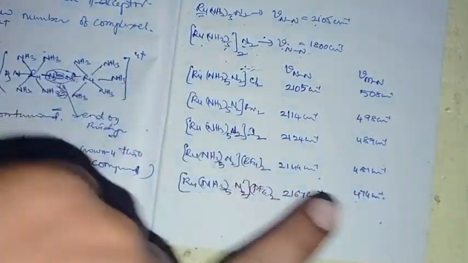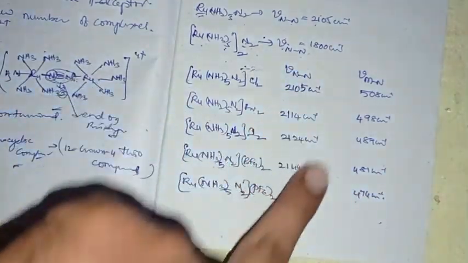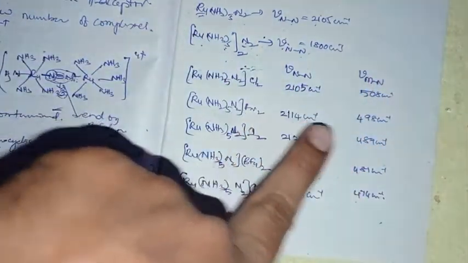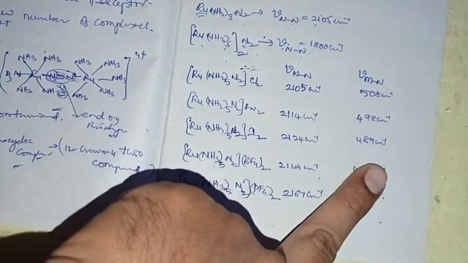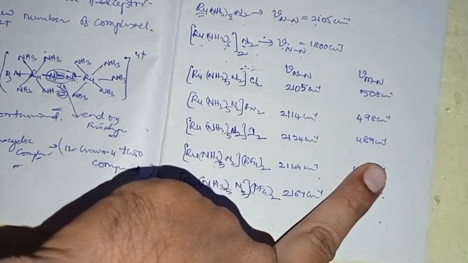When we observe these two things, the decrease and increase of nitrogen-to-nitrogen and metal-to-nitrogen stretching frequencies are reversed, one to the other. This is known to us, right? Why has it happened?